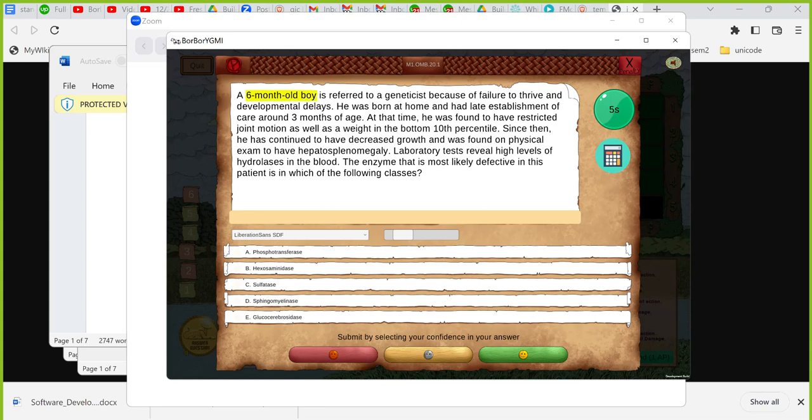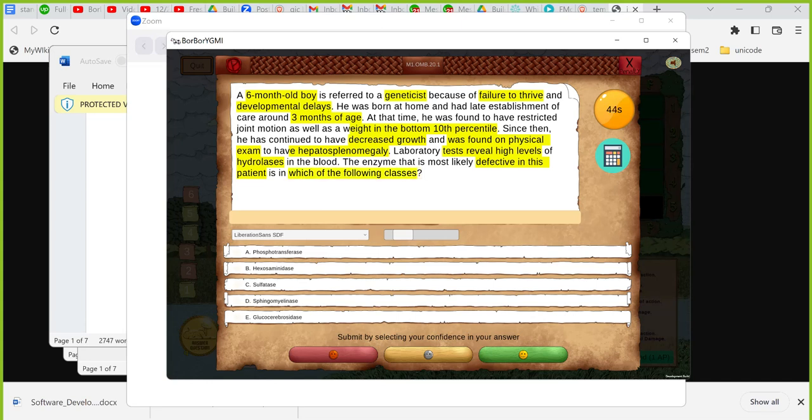A 6-month-old boy is referred to a geneticist because of failure to thrive and developmental delay. He was born at home and had established care at 6 months of age. At that time, he was found to have restricted joint motion as well as weight in the bottom percentile. Since then, he has continued to have decreased growth and was found on physical exam to have hepatosplenomegaly. Lab tests reveal high levels of hydrolysis in the blood. The enzyme that is most likely defective in this patient is in which of the following classes?